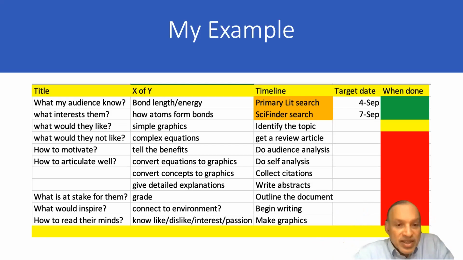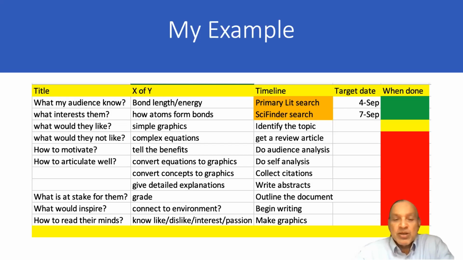And what would they like? Simple graphics, right? What would they not like? Complex equations. So I'm trying to summarize your thoughts in this tabular form. So when you start writing, you keep these things in mind. Then you can't go wrong. Now, how to motivate them and tell them the benefits, and how to articulate well. Converting equations to graphics is a really, really nice way of doing that. Smooth color, beautiful color graphics, multiple colored graphics, and concepts to graphics.